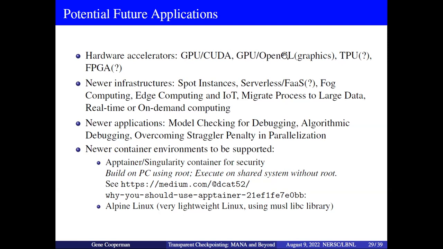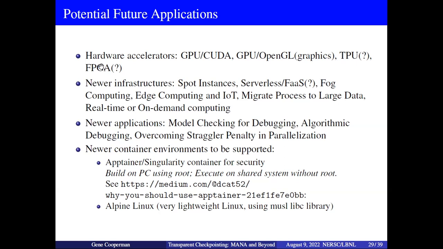Then OpenGL, there's some very nice work on checkpointing OpenGL by the people at Memberge in collaboration with us, but they were leading that effort. And you'll find that in last year's workshop on SuperCheck. Then people talk about TPUs because they're worried about machine learning and deep learning. Still further out in the future, but people are starting to talk more and more about FPGAs.